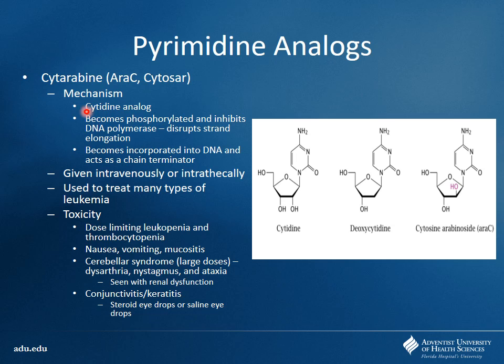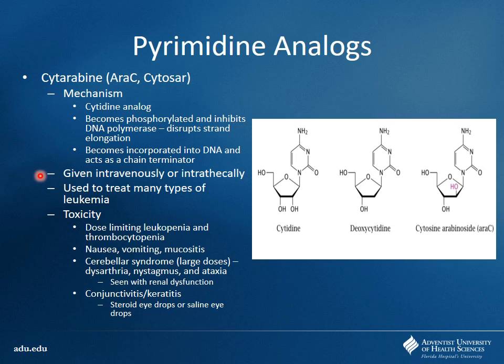So again, it's a cytidine analog. It gets phosphorylated, and then by incorporating into the DNA, it inhibits DNA polymerase, right? So basically, you cannot extend that DNA strand any further. You cannot add any new nucleotides to that, and so that can be very, very useful for triggering off apoptosis.